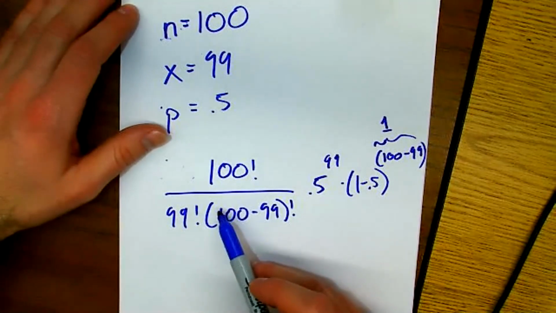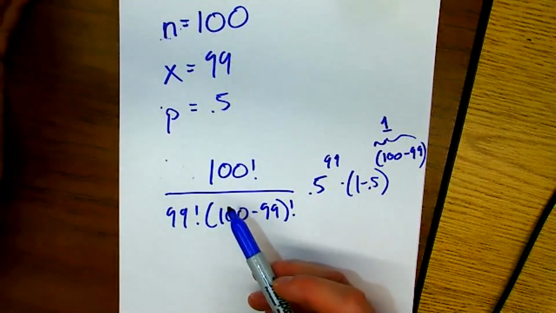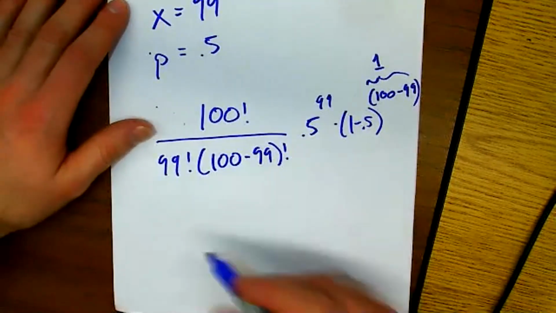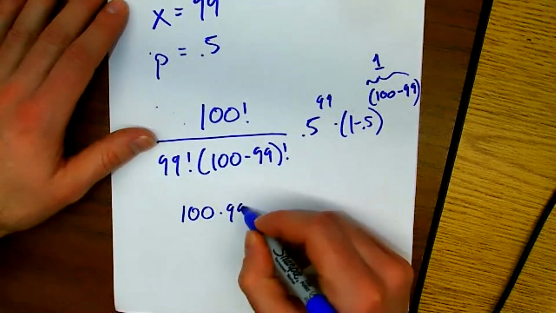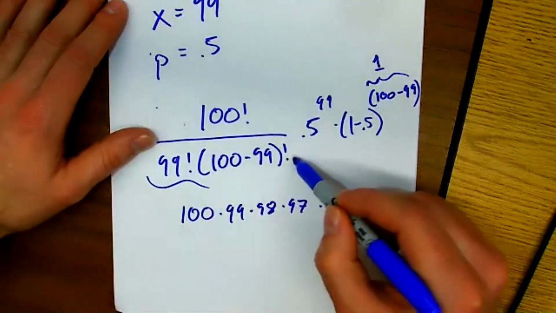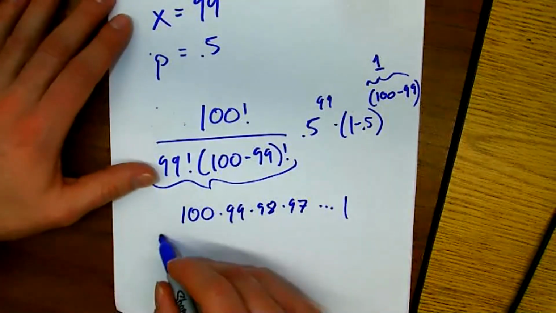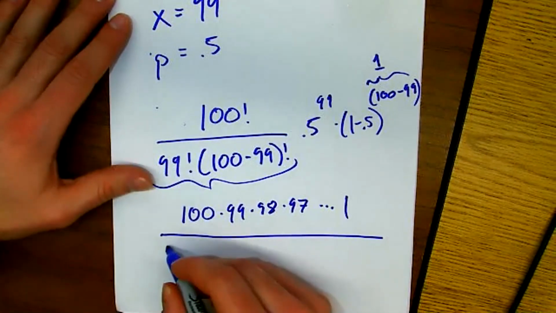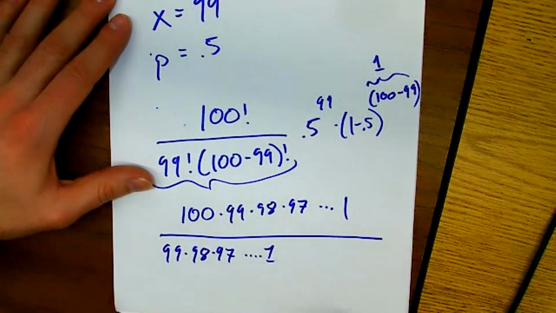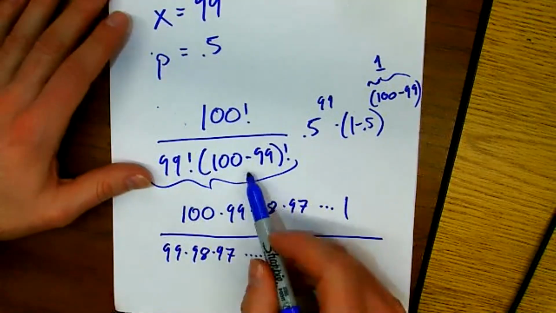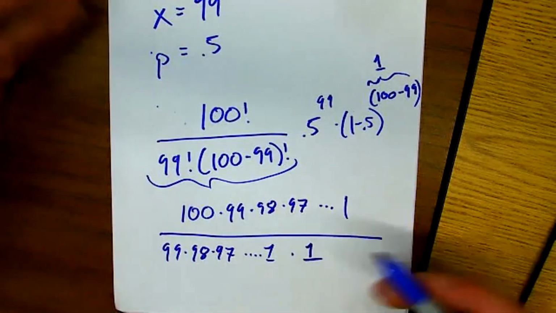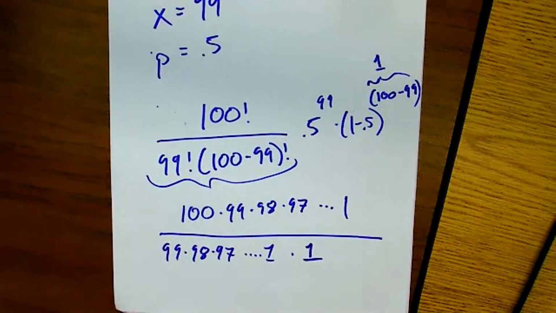This part, you might say, well, you just told me you can't do 60 factorial on a calculator. But if I write this out and think about what this is, 100 times 99 times 98 times 97 all the way down to 1, and I'm just writing out this part of the equation right now, and I divide that by 99 factorial, so 99 times 98 times 97 all the way down to 1, times, what's 100 minus 99? 1. 1 factorial is just 1, and multiplying by 1 doesn't change anything, so I can almost ignore that.